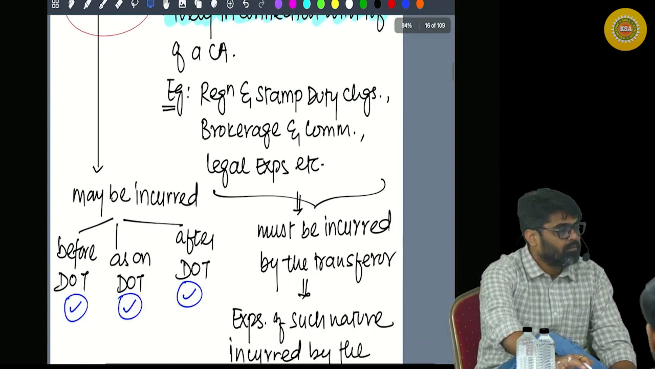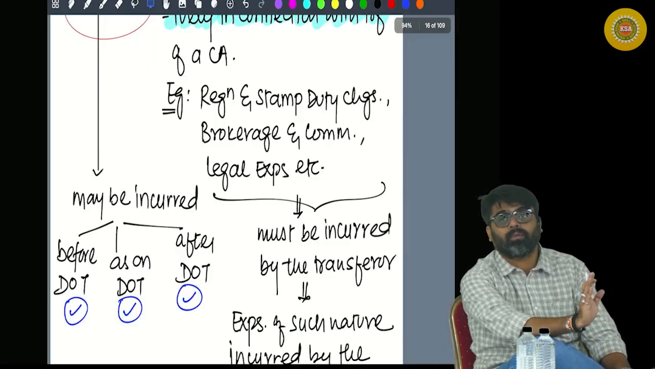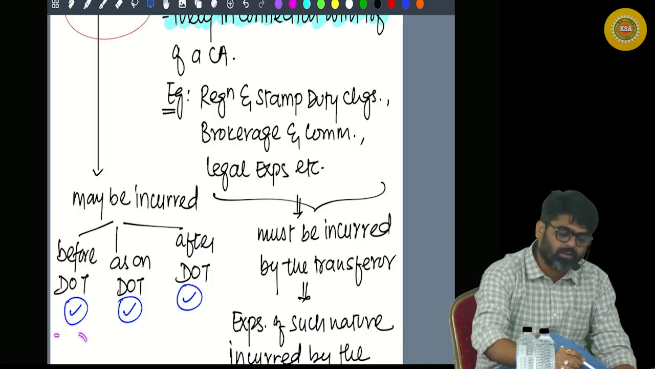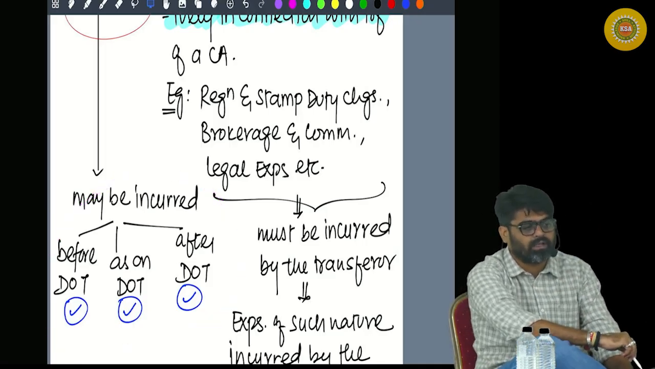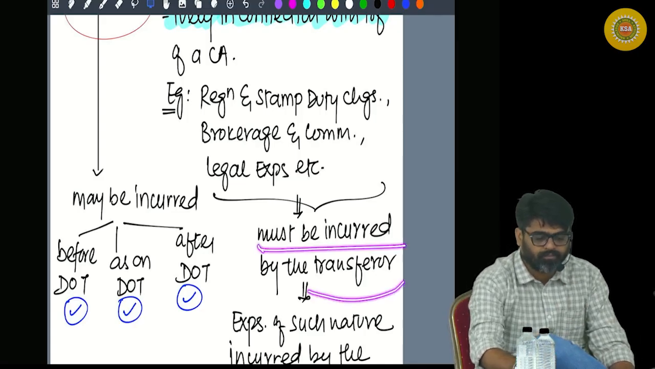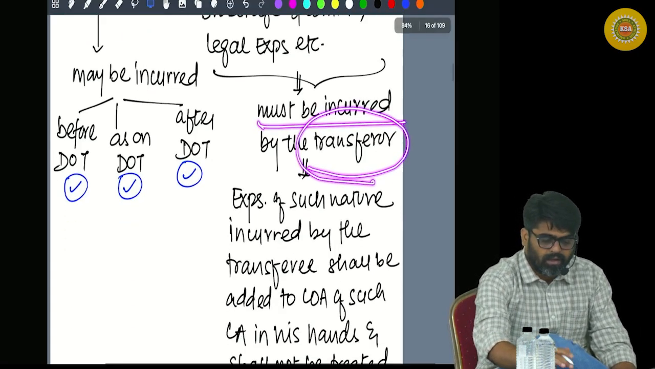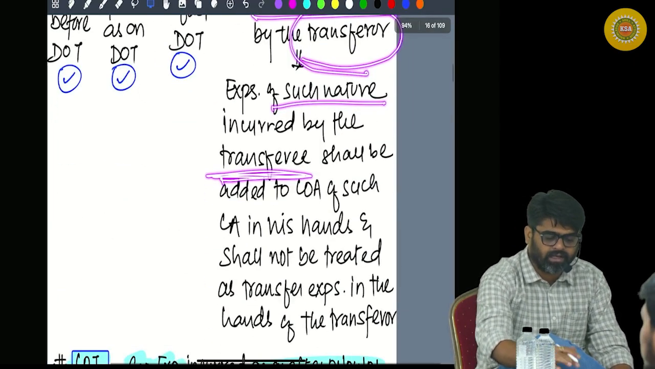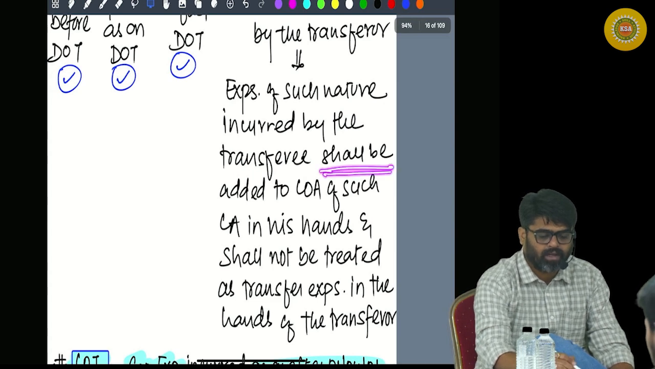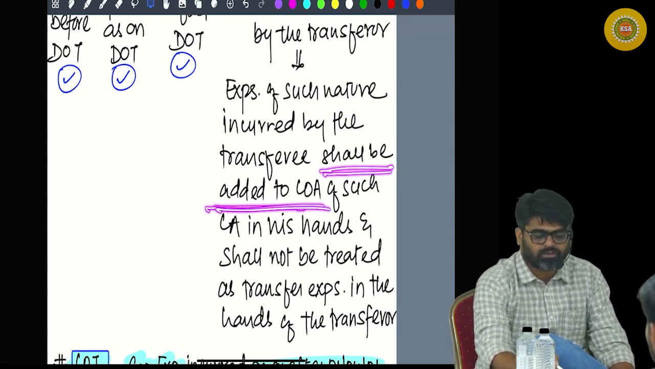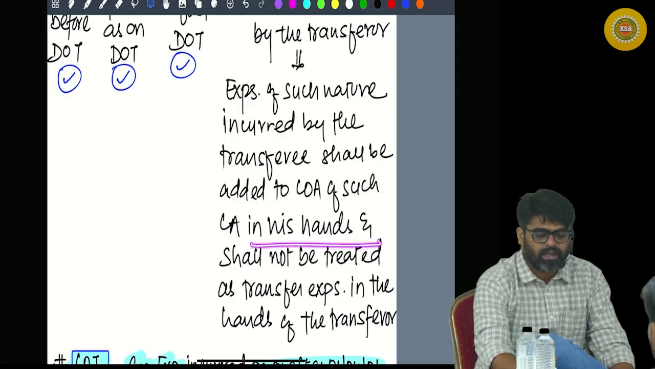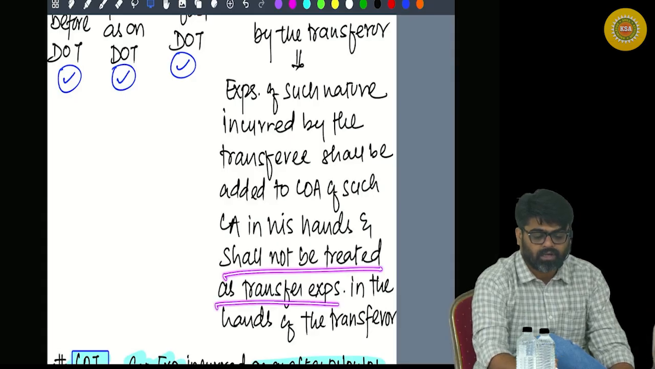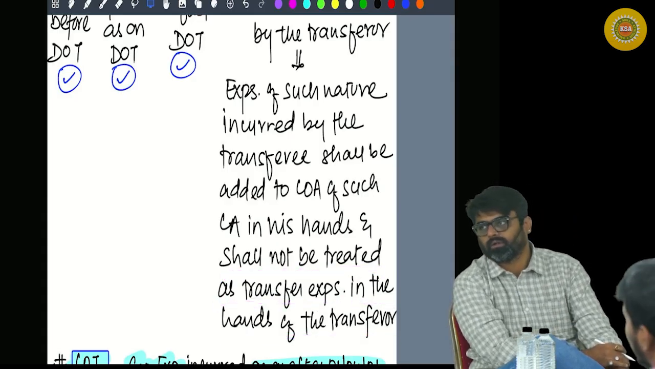It can be incurred before the date of transfer, it can be incurred as on the date of transfer, it can be incurred after the date of transfer also. It will be allowed as a deduction. Yes or no? And they must be incurred by the transferor. Expenses of this nature incurred by the transferee shall be added to the cost of acquisition of such asset in the hands of the transferee, and shall not be treated as transfer expense in the hands of the transferor. The same thing I have explained.